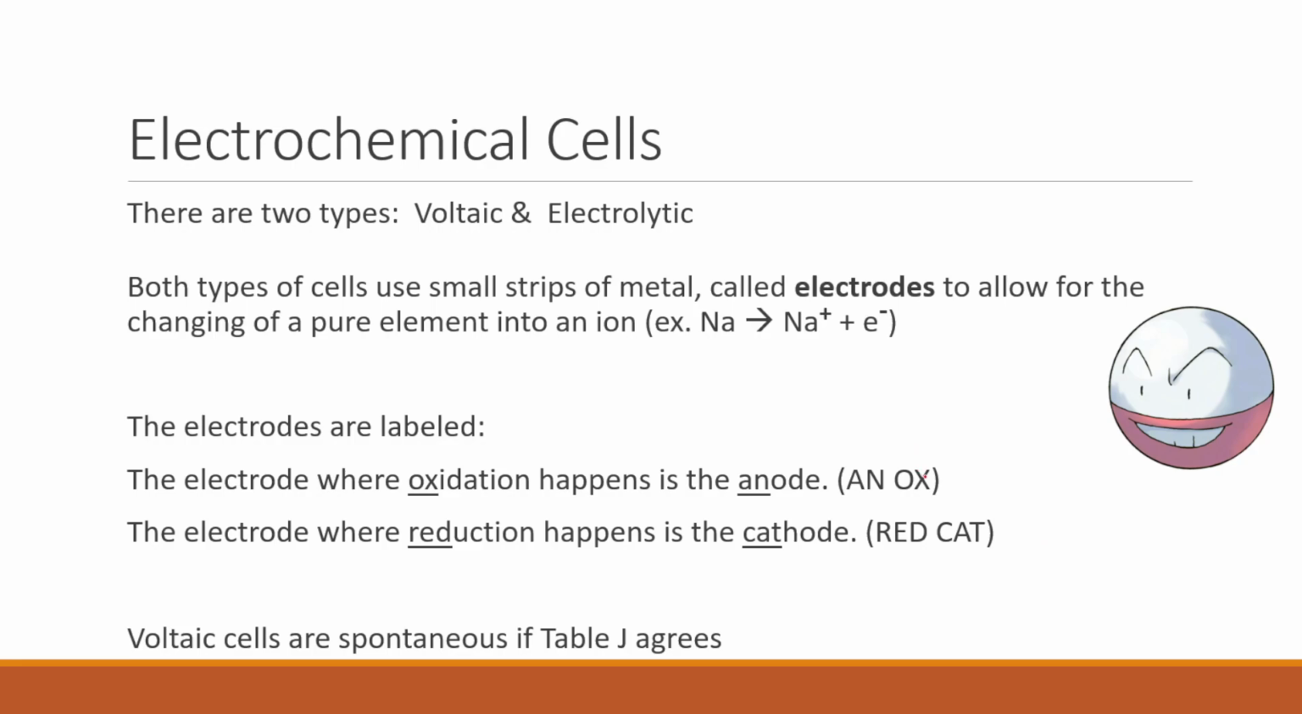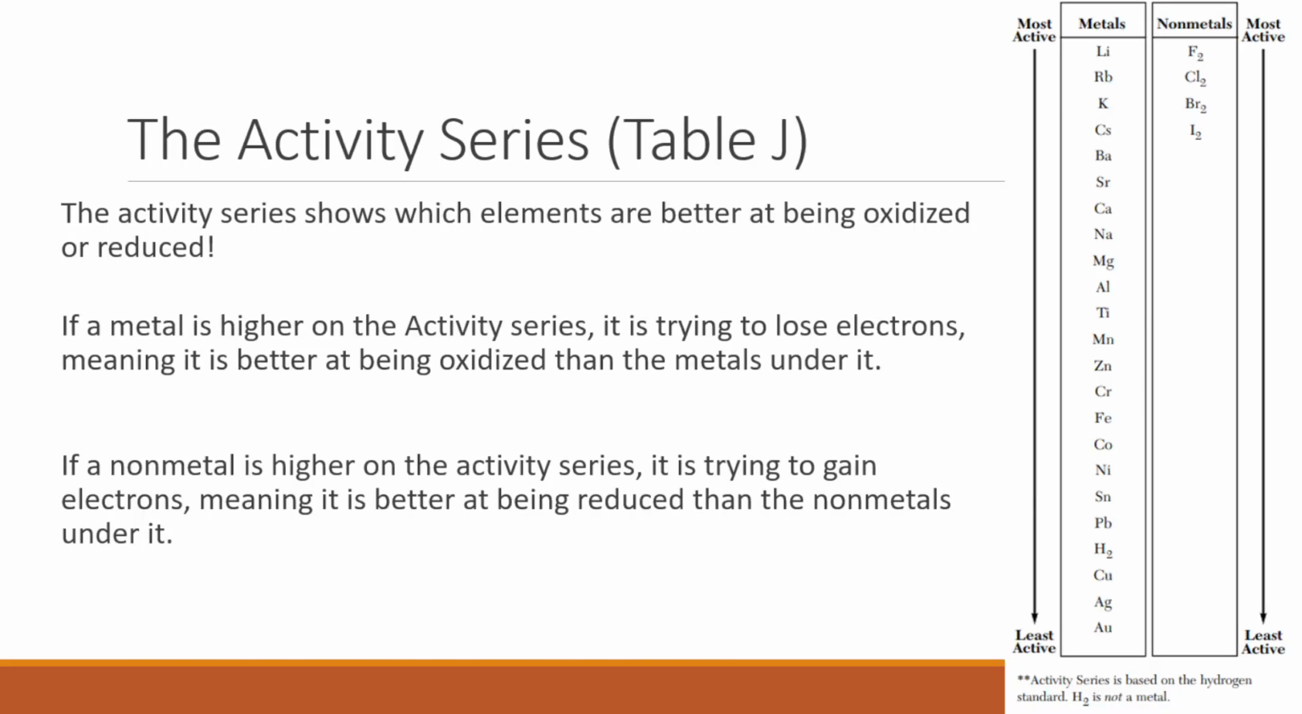For voltaic cells, they will be spontaneous if table J agrees with the way the reaction is written. Or, alternatively, you have to draw them, you have to write them in a way that agrees with table J. Now, table J is not a new table. Table J is an old table. Table J is the activity series.